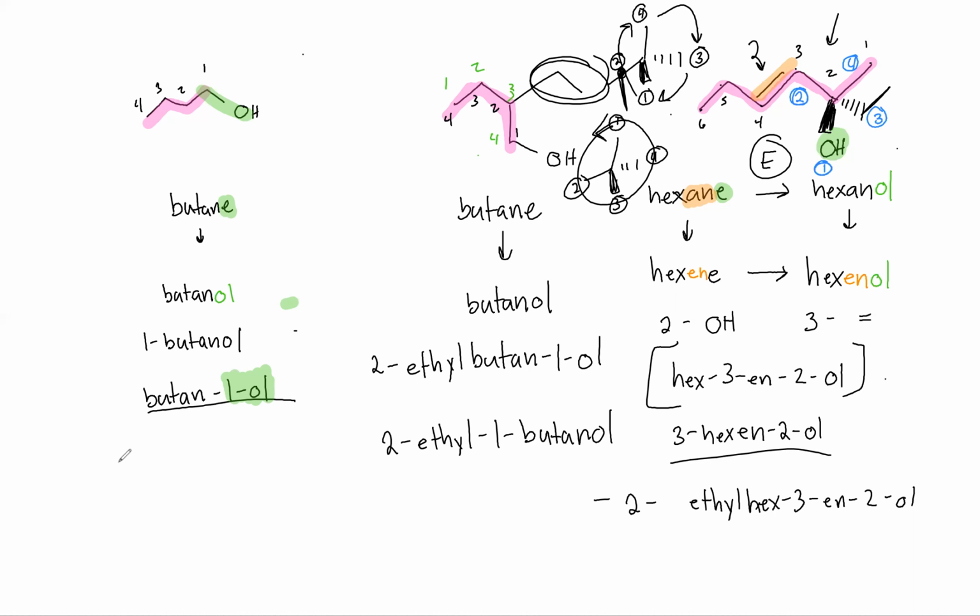Usually you won't have to define those in the same name. But if we were doing the E, it would just say E-2-ethylhex-3-en-2-ol. Somebody said if there is no given wedge or dash, there is no stereochemistry. Exactly. If they don't give you the wedge or the dash, you can't know the stereochemistry. And if you write down any stereochemistry, you're opening yourself up to be wrong.